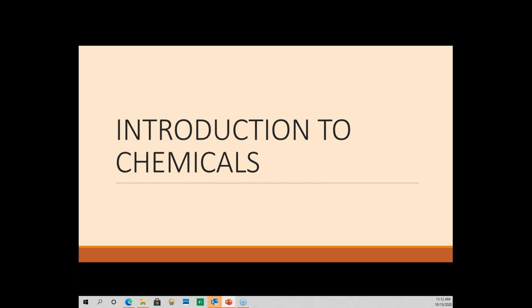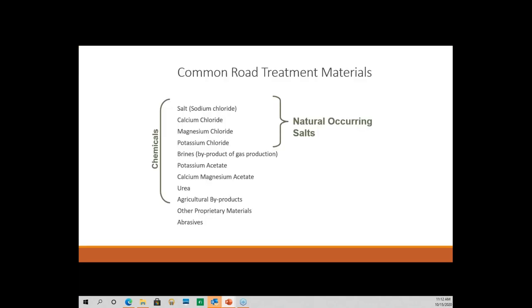So with that introduction, let's talk a little bit about chemicals. Most of the common chemicals that we use for snow removal or pretreatment, the biggest one, people always call it salt or rock salt or some other type of salt. But sodium chloride is what most people use, some sort of rock salt. Now, rock salt has changed quite extensively.